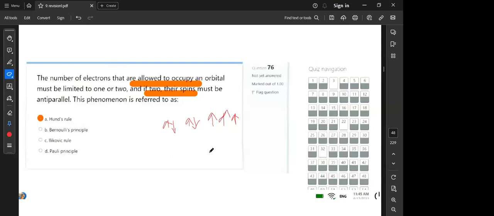I'll just send an answer from ChatGPT, then you can see it. But it's actually Pauli's principle and not Hund's rule. We can look for the difference between the two. We can settle on this answer on a fresh morning. We'll start from here.